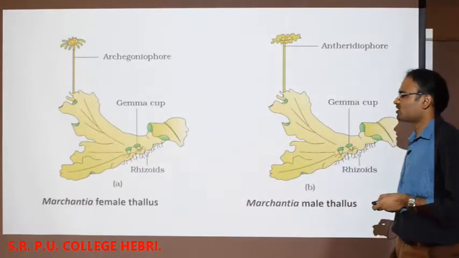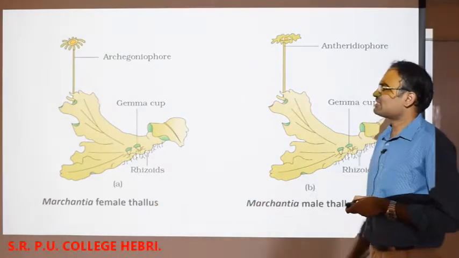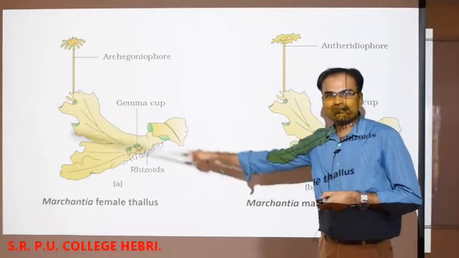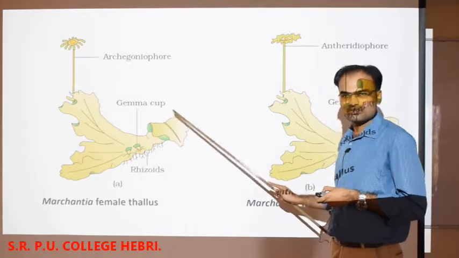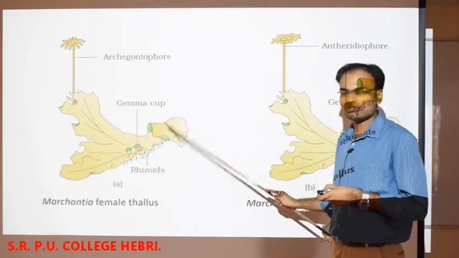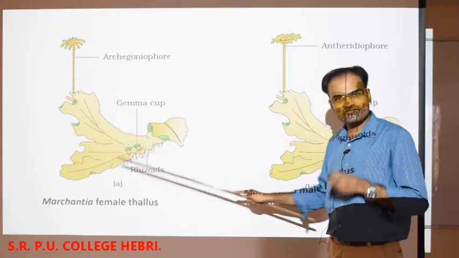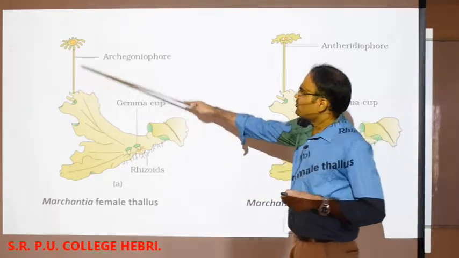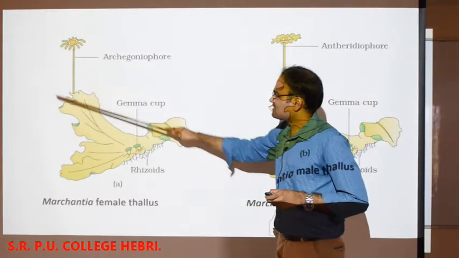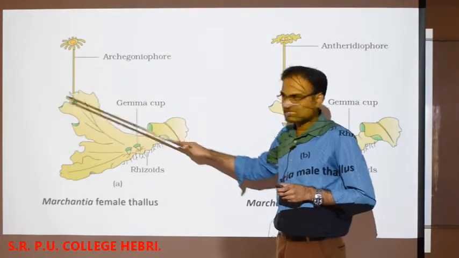In the picture we can observe the Marchantia female thallus. So this is the female thallus of the Marchantia. This is the entire gametophyte, the entire body. This is the dominant one. This body is photosynthetic. So the archegoniophore, this entire structure, is the sex organ. It is the female sex organ.